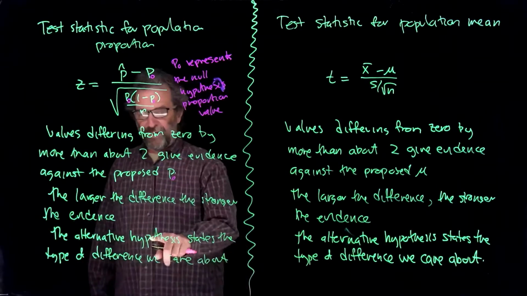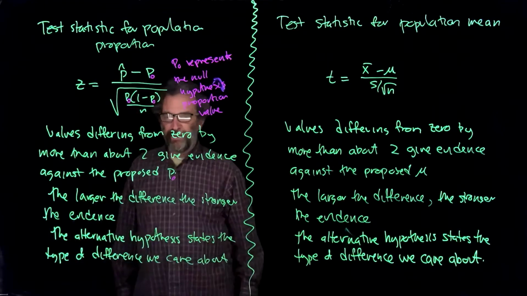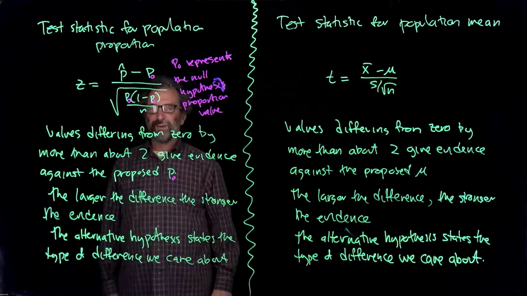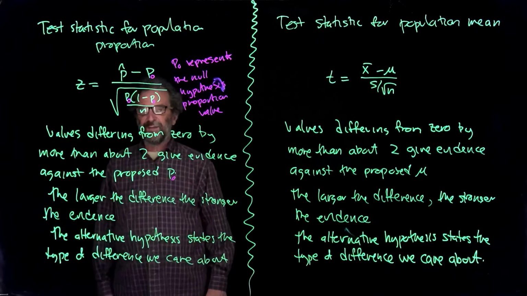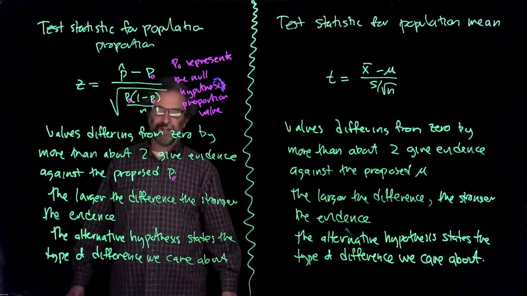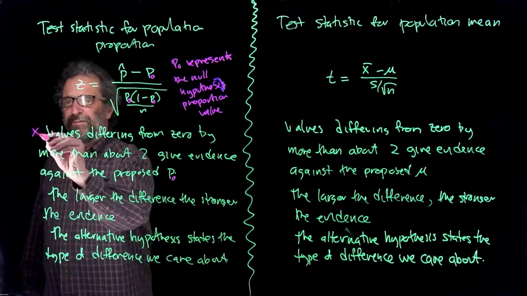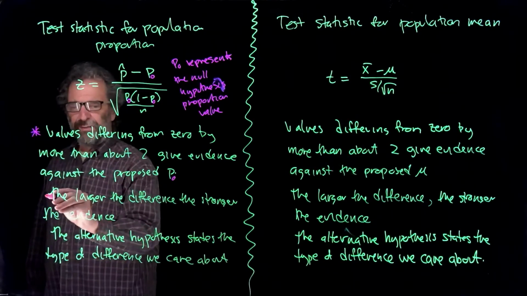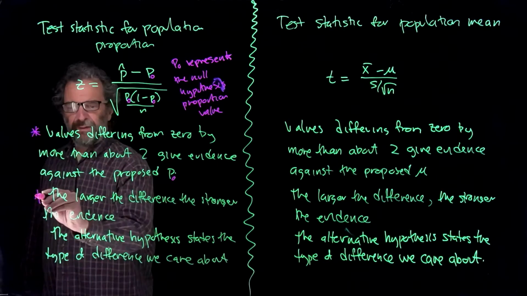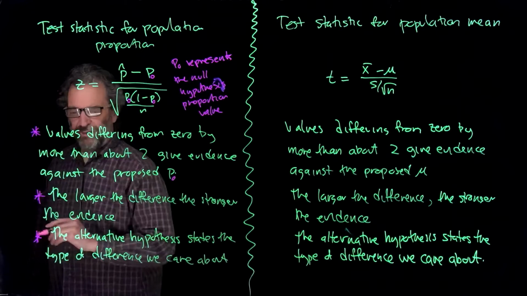And then the alternative hypothesis states the type of difference we care about. So we only might care about positive differences or negative differences or both. And that's what the alternative hypothesis tells you. I'm looking for an increase, did I find one? I'm looking for a decrease, did I find it? I'm just looking for a change, did I find it? So that's the thinking. Looking for values bigger than or smaller than around 2. The bigger the number, the stronger the evidence. And we really only care about certain kinds of changes.